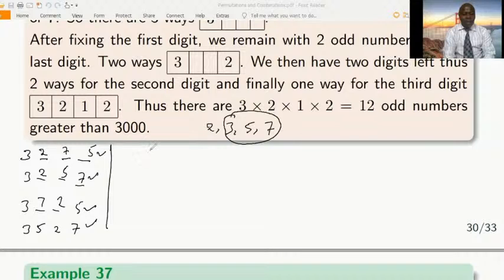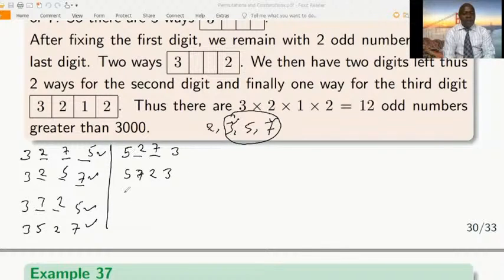Now, I also have another possibility: 5 can begin. If 5 begins, then the chances that I have for the last digit is either 3 or 7. So let me assume it's 3. If it's 3, then the middle would be 2 and 7, or I could have 7 and 2.